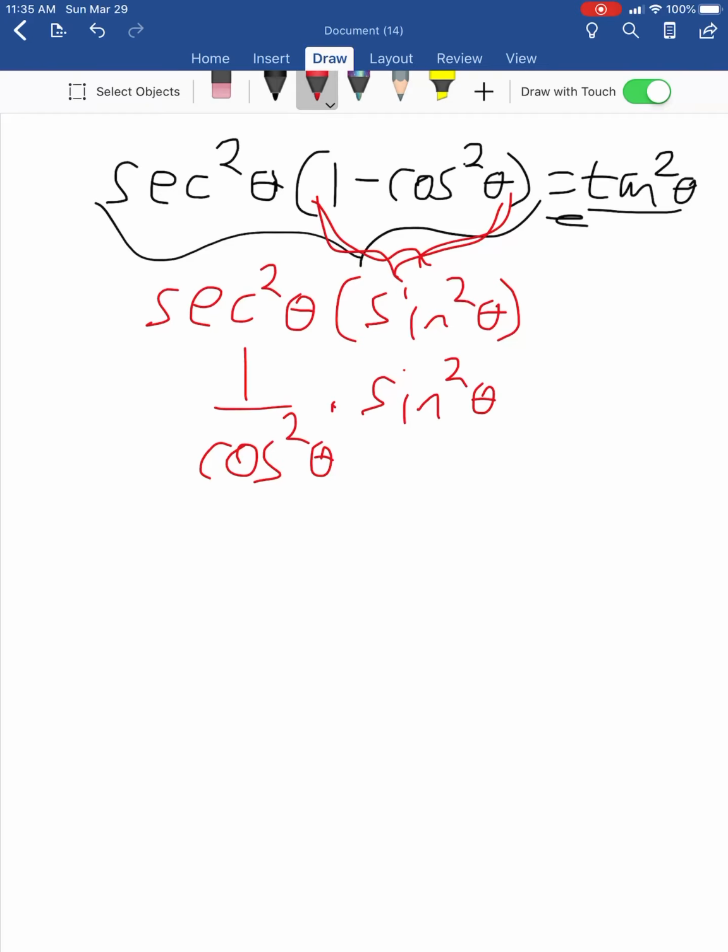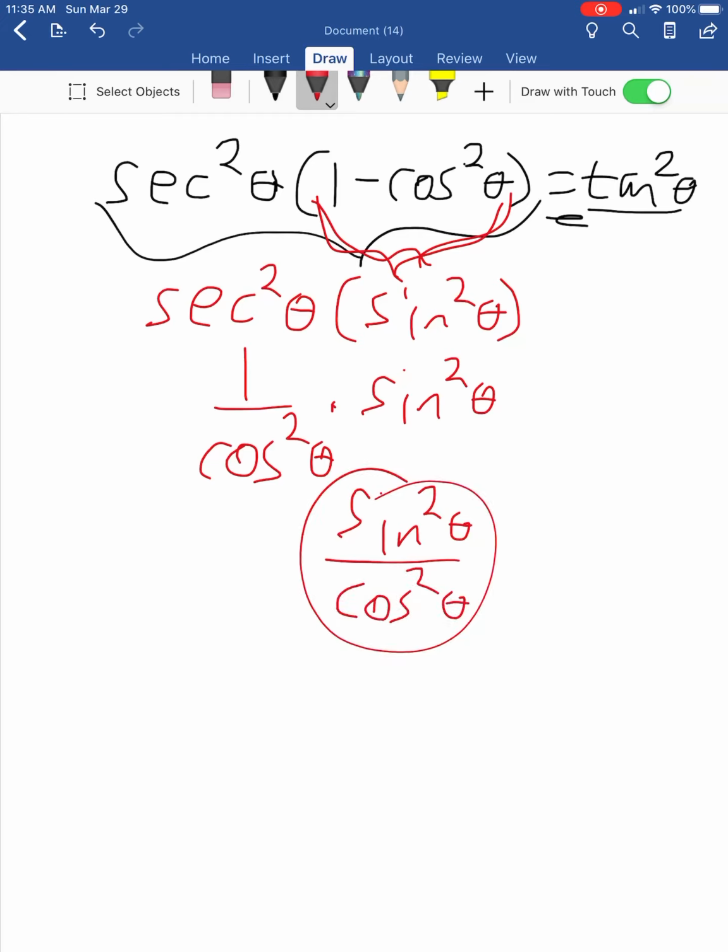And 1 times cosecant times the sine would be sine over cosine squared. And that is an identity in itself. And we've learned that sine over cosine is tangent. So I have verified this identity. And that's how it works. You just got to be familiar with your trig identities. So get your formula sheet out and just practice memorizing some of these forms. So let me do another one for you.